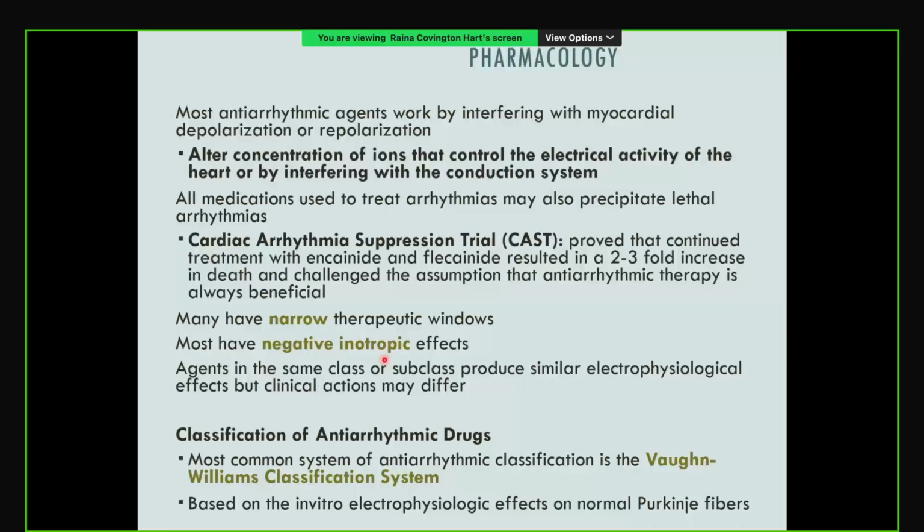with the patient. So the CAST trial is something that you might hear about when you're out in phase 2 and be like, oh, that's the stuff that we looked at to see if there was an increase in arrhythmias with some of our antiarrhythmic medications. And then narrow therapeutic index, negative inotropic effects, and then these are the classes. So when you keep hearing class 1, class 2, class 3, class 4, this is the classification system. The Vaughan Williams classification system is how we're naming these drugs.